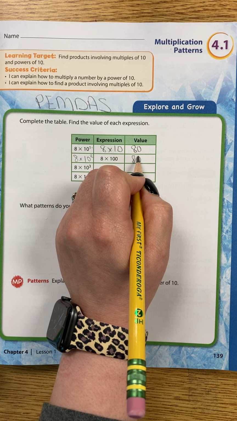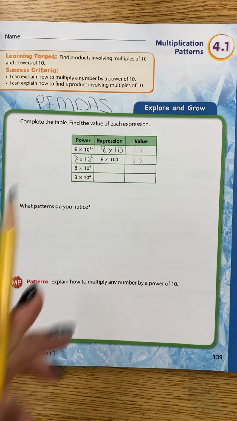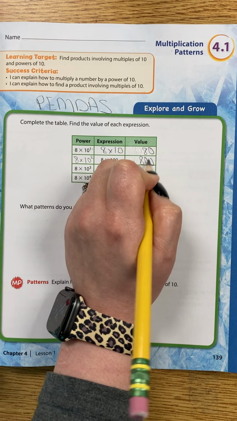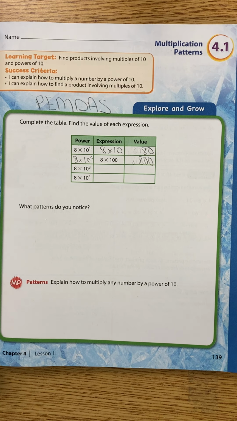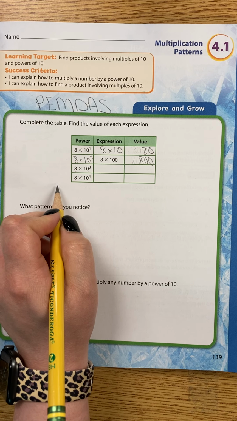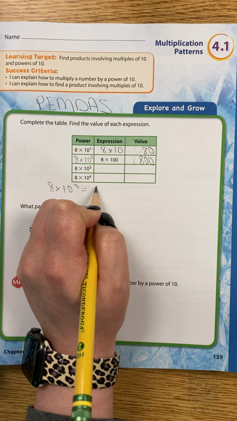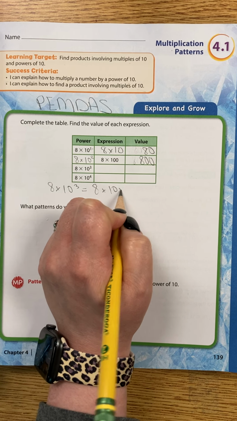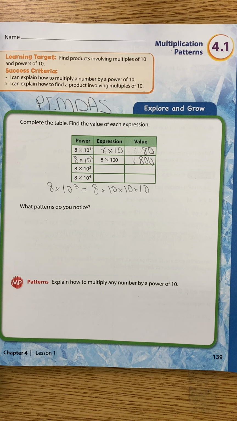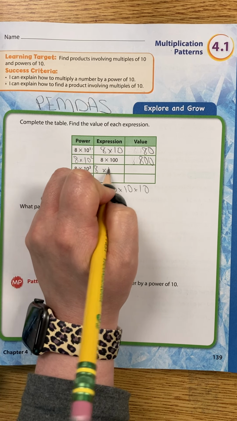There's a pattern they want you to really watch for. I'm going to go on and try to just justify this so that you can kind of see the pattern a little bit better. Now the 8 times 10 right here is 8 times 10. So 8 times 10 to the third power is really just 8 times 10 times 10 times 10, okay? And so if we're looking at that, it's really 8 times 1,000.